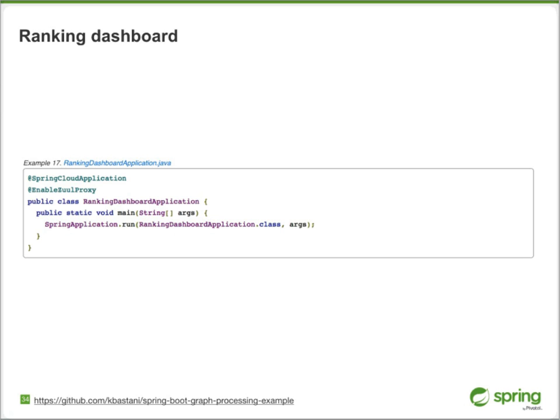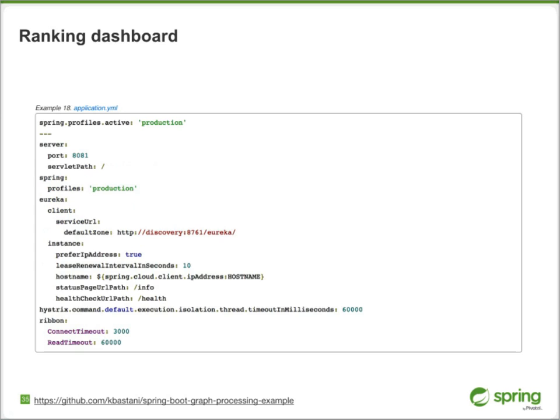To get this to work, we need to worry about some configuration properties in our application YAML file. The properties here are configured for the production Spring profile and will provide the necessary settings to connect and register with the discovery service. Since the Twitter crawler service we created earlier uses the same discovery service connection settings, the ranking dashboard will automatically create a proxy to the Twitter crawler's REST API.